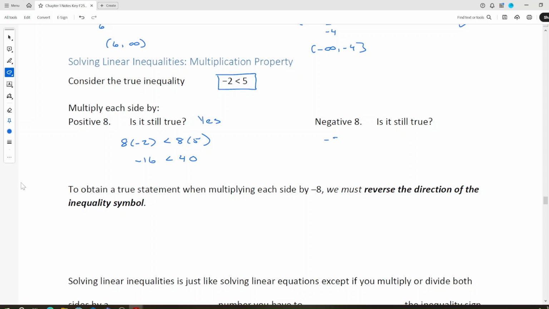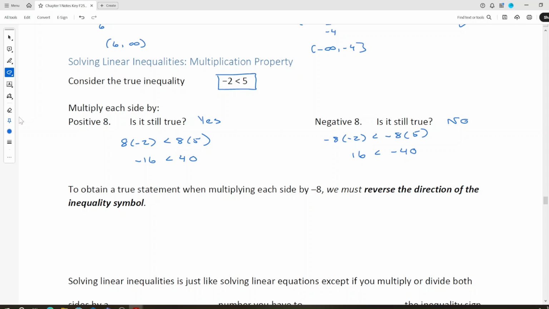What if I do the same thing, but I multiply both sides by negative 8? I would get negative 8 times negative 2 less than negative 8 times 5. Negative 8 times negative 2 is positive 16. Is that less than negative 40? No. So the multiplication property fell apart.